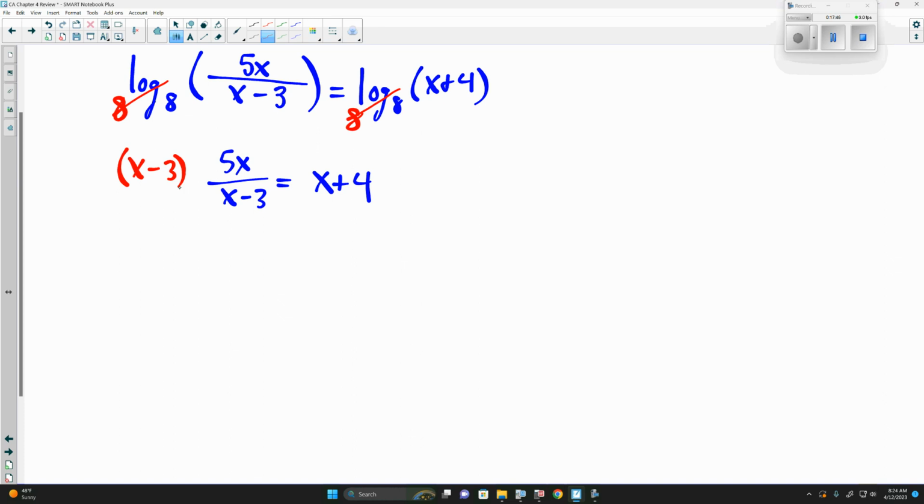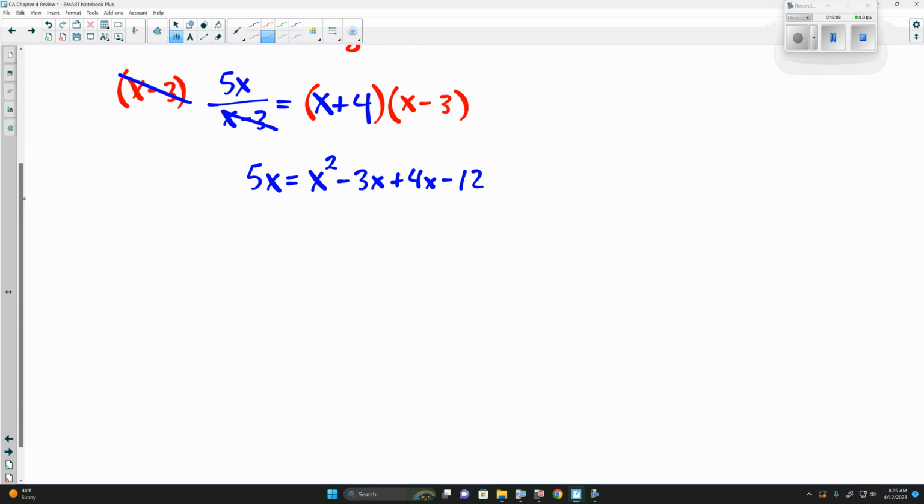Now the next step I would do is to multiply both sides by x minus 3. I want to get rid of this fraction, because these would cancel, telling us that we have 5x. On the other side, we would distribute this. We'd have x squared minus 3x plus 4x minus 12, which will just reduce to x squared plus x minus 12.